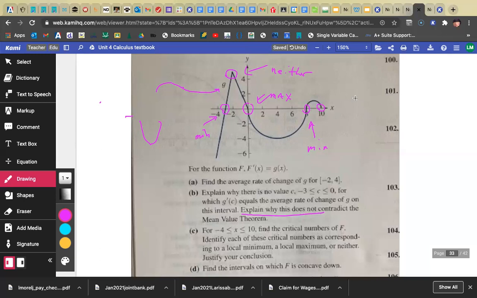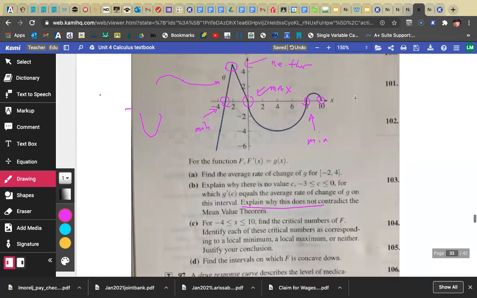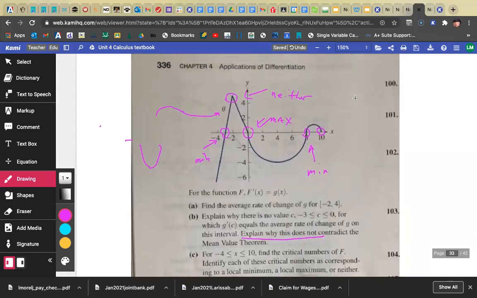Last question, find the intervals on which f is concave down. Again, it will be concave down when its derivative is negative. So when the derivative of this is negative. This is a line with positive slope, so that means it's concave up. This though is negative, so it's concave down. It looks like from -2 to 0.